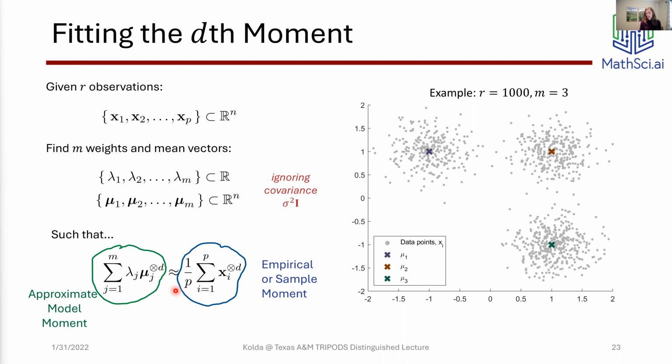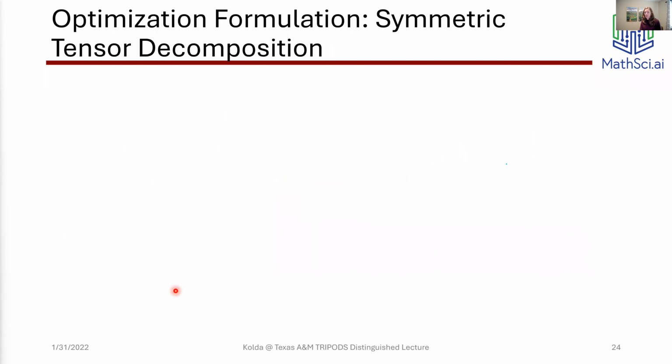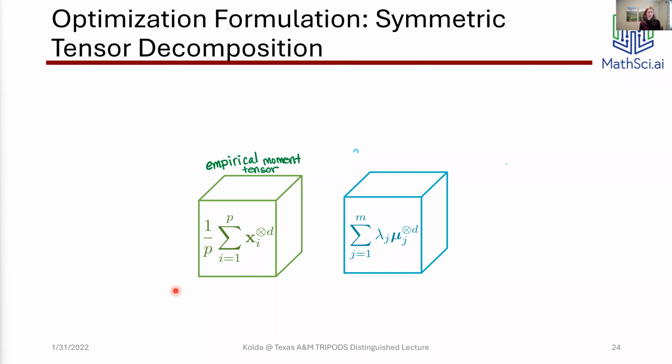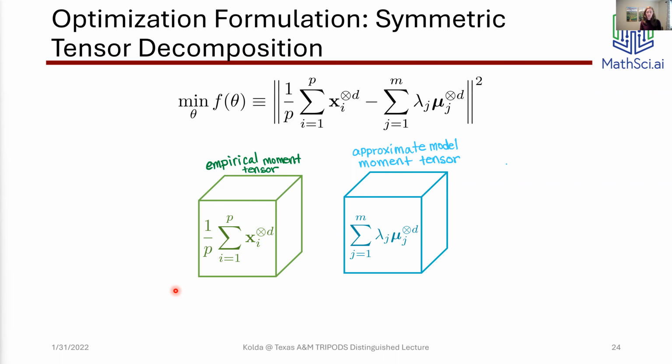We want those to be approximately equal. So we can formulate this as an optimization problem. We have an empirical moment tensor that we construct from our data, and then we have an approximate model tensor that is based on the parameters of our Gaussian mixture model with spherical covariance. We just want to compute their difference and try to minimize that difference. And so the optimization parameters here are the parameters of the Gaussian mixture model, the weights lambda and the mean vectors mu. So you can just compute that difference and go on your way. And that's the method of moments.